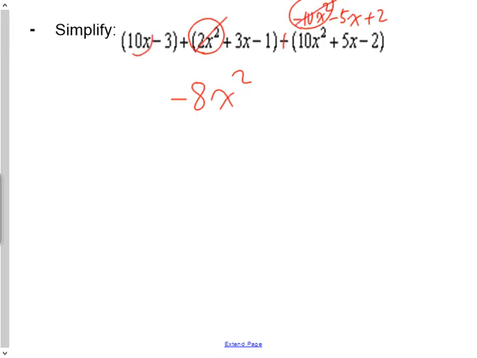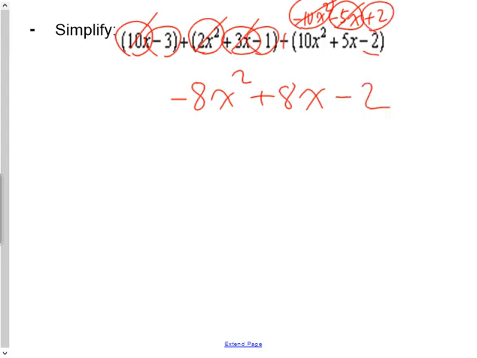I have 10x here, 3x here, that's 13x, and a negative 5x. 13x and a negative 5x will be a positive 8x. My x's are done. And then a negative 3 and a negative 1 and a positive 2 are going to make a negative 2. Now, you might have this as your answer.